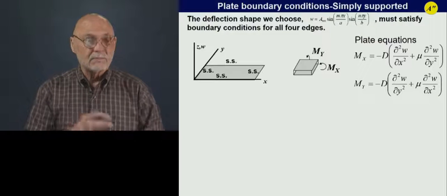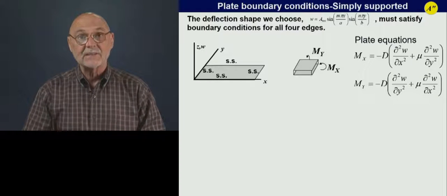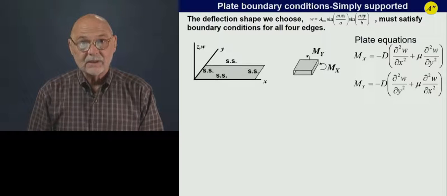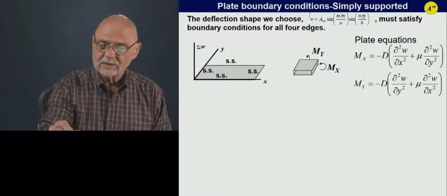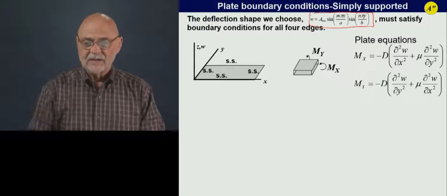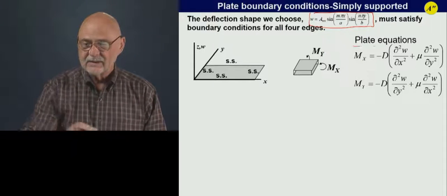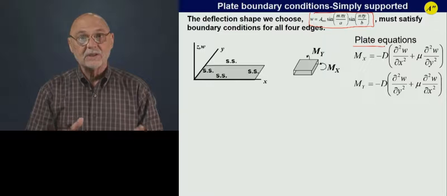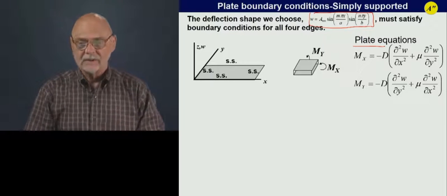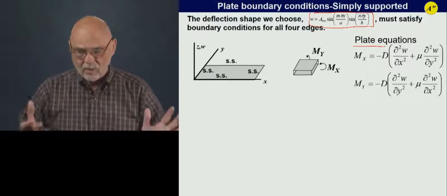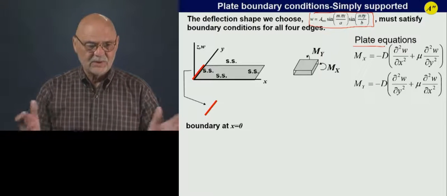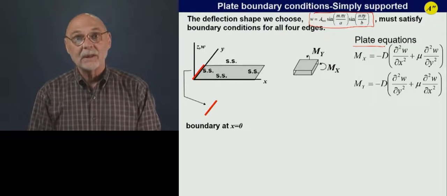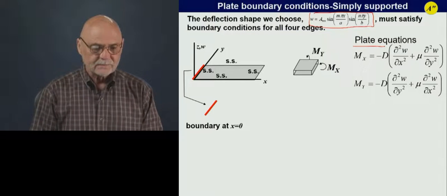We saw from the beam buckling that we had to satisfy the boundary conditions. So let's see if this expression satisfies the boundary conditions for the bending moment. Let's think about what kind of boundary conditions we have. Boundary conditions are just a fancy way to say what's happening at the edges of the plate.